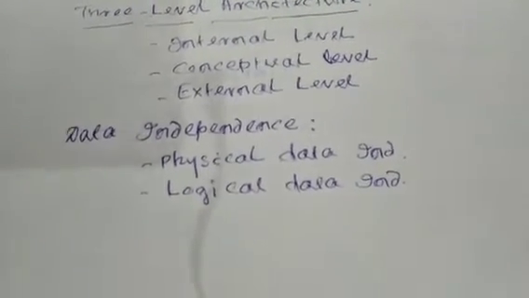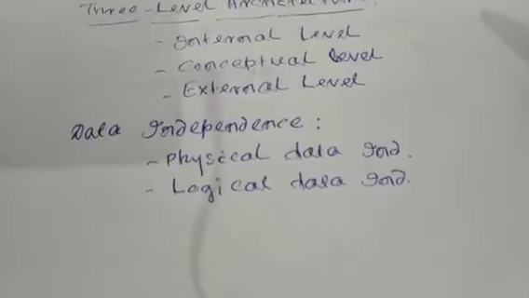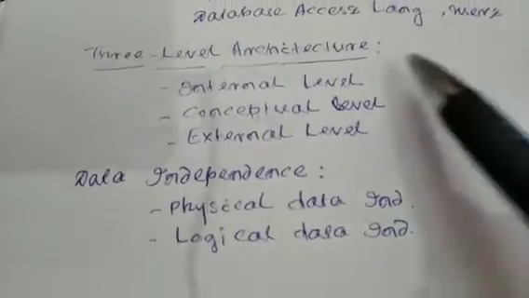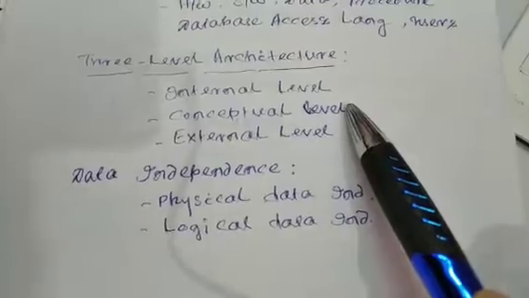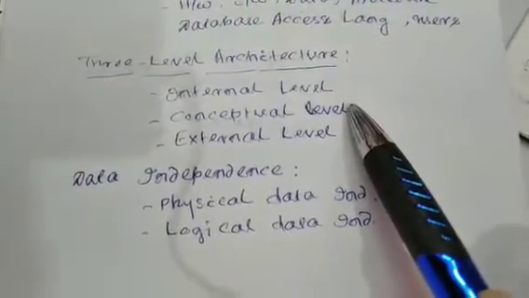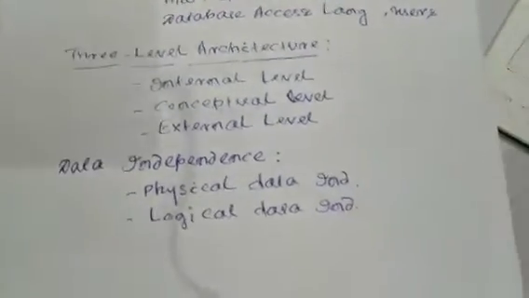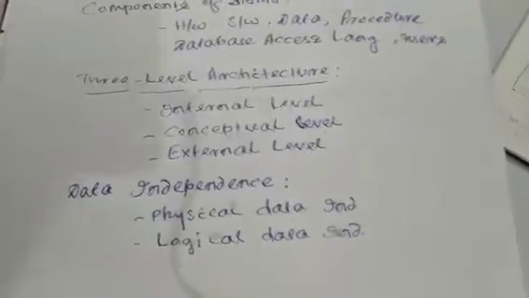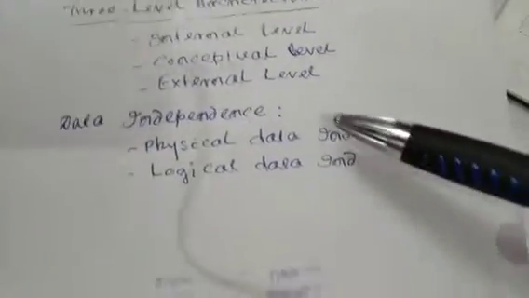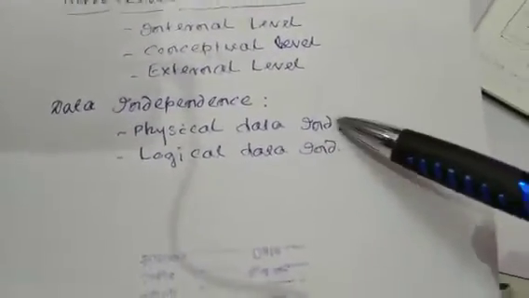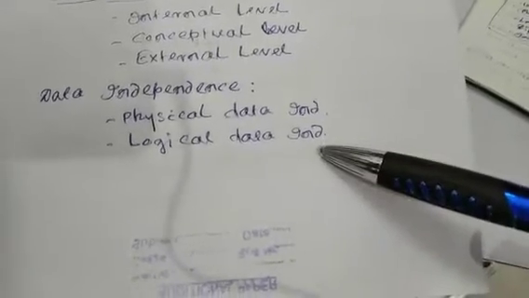the other higher levels. Suppose we want to change the schema in conceptual level, that will not require a change in the schema in this level. So other levels will not require to be changed. There are two types of data independence: physical data independence and logical data independence.